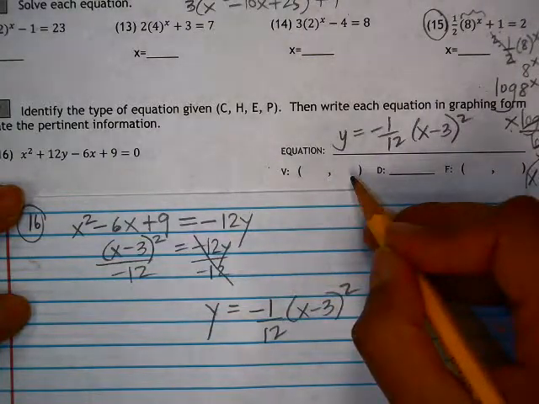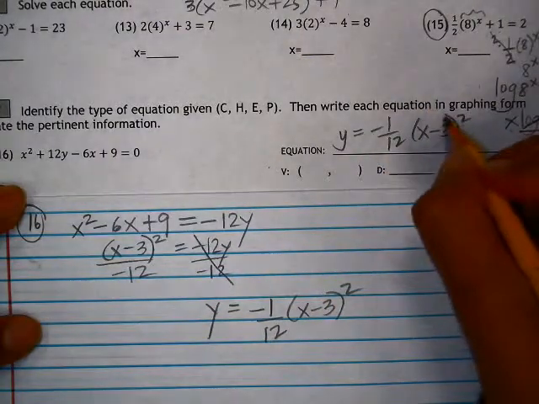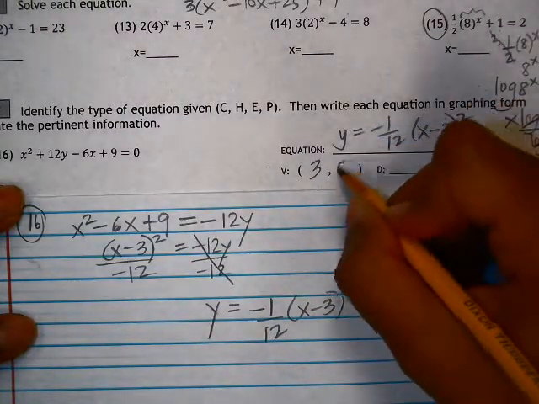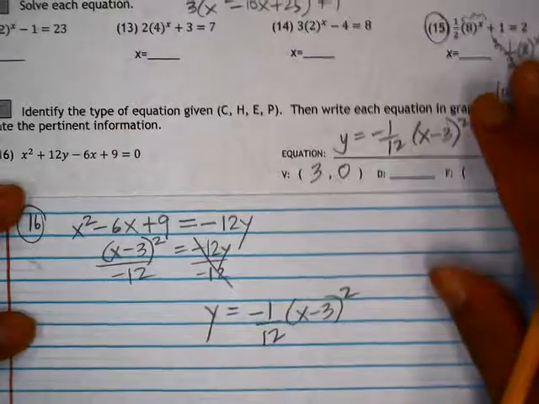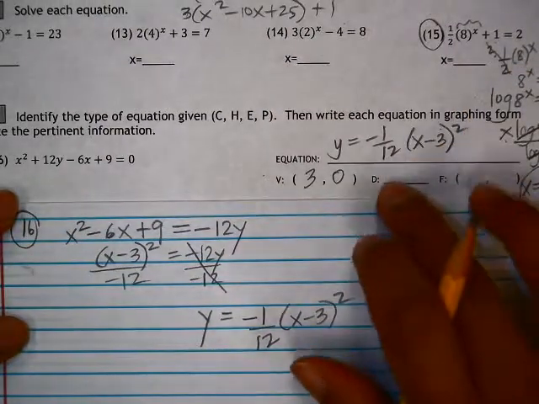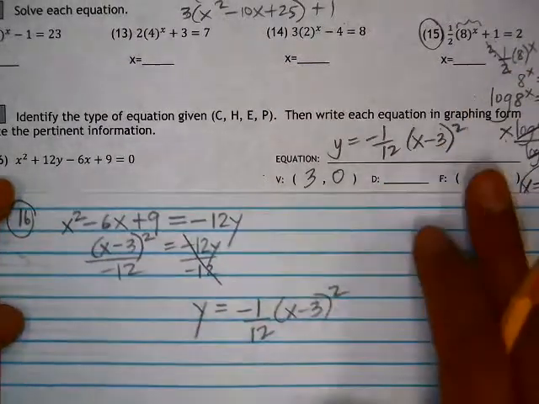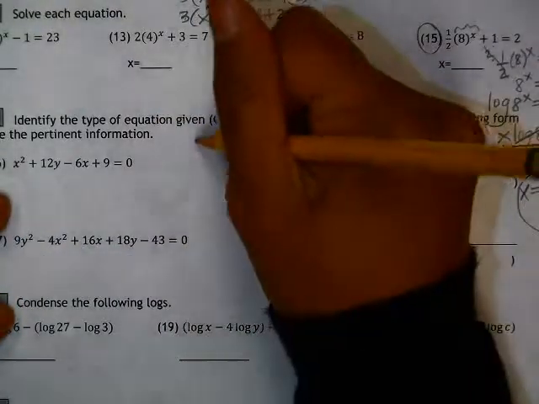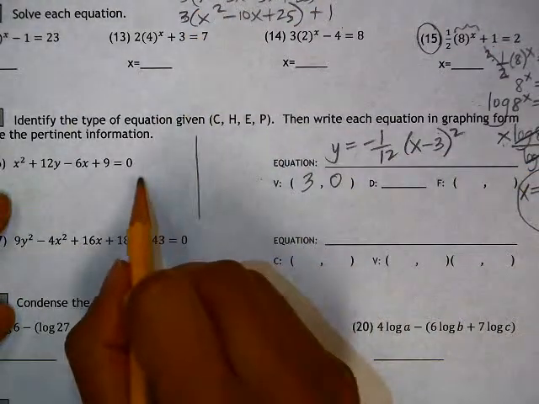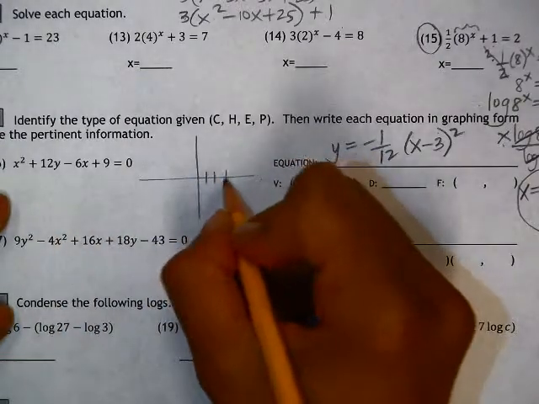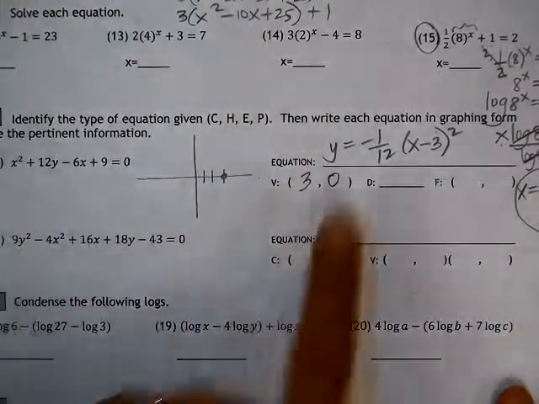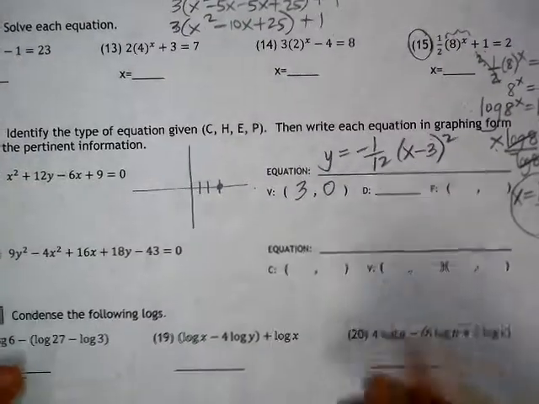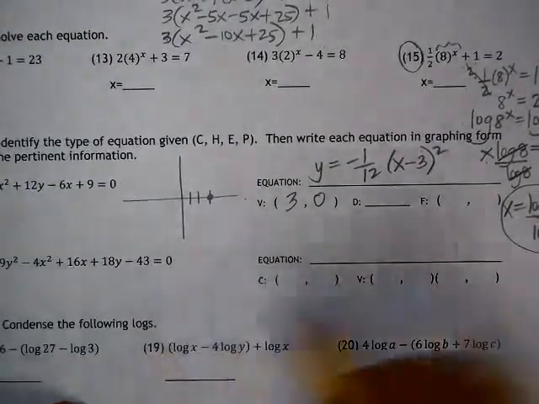So here we have a vertex. The h value of the vertex is positive 3. The k is 0, because there's no number here. And in order to figure out the directrix and the focus, I'm going to actually sketch the graph, because if we can sketch the graph, then it will be easier to determine those points. So we have a vertex at (3, 0). And looking at the equation, it's y equals, and this x is being squared, so this is a vertical parabola.